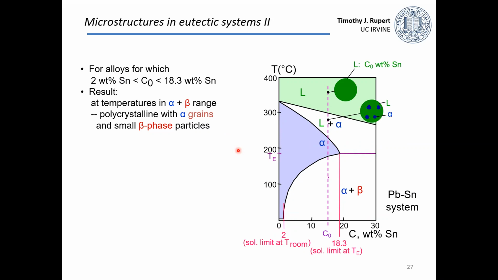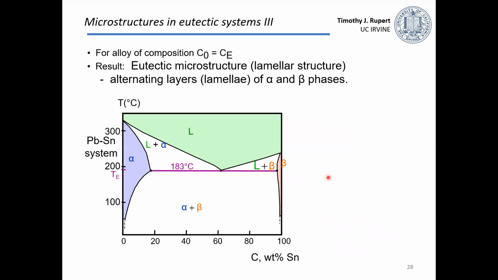We have some solid alpha particles that grow. When we're in this range at 200 degrees C, we are only alpha phase. As we keep moving down, within that solid phase, some beta phase will come out, okay? And again, we have alpha plus beta at that lower temperature. Keep on doing this. Let's think about what happens right at that eutectic temperature.